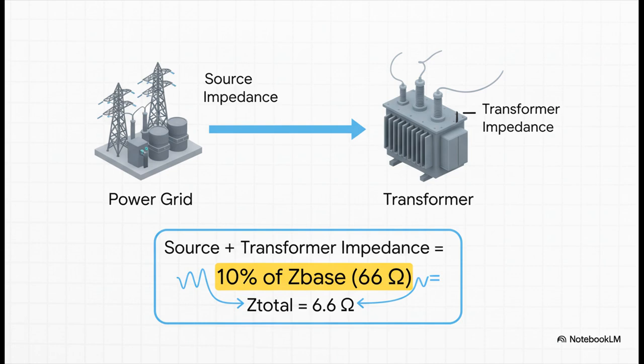Now, you'd usually find the specific value on the transformer's datasheet, but a pretty common value for a transformer this size is around 10% of the base impedance. So that gives us a total of 6.6 ohms. That's the number that's going to try to hold back that massive fault current.